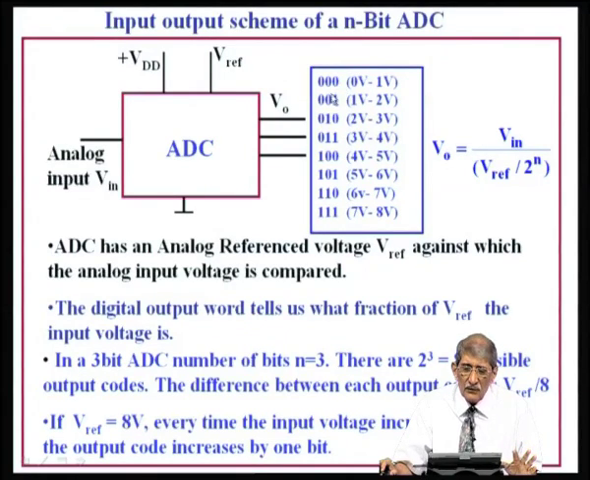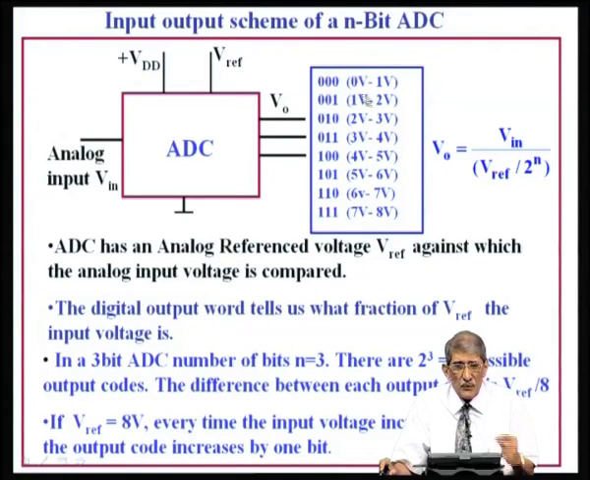Between 000 and 001, the output remains at 000 when the input voltage varies from 0 to 1. Till that point the output was 000; when the input has become 1, the output has changed to 001. Similarly, the output remains at 001 till the input voltage varies from 1 to 2; when it becomes 2, it becomes 010, corresponding to 2 volts. Okay?